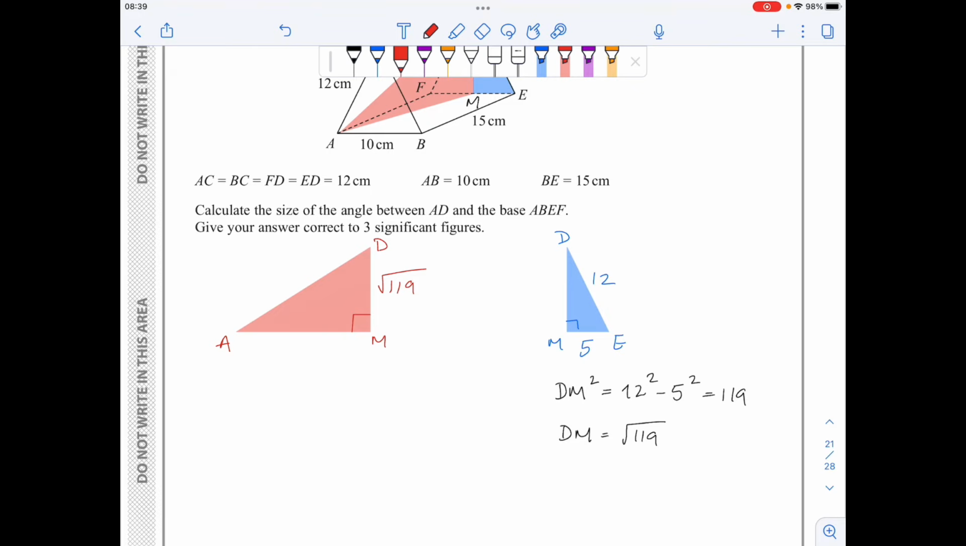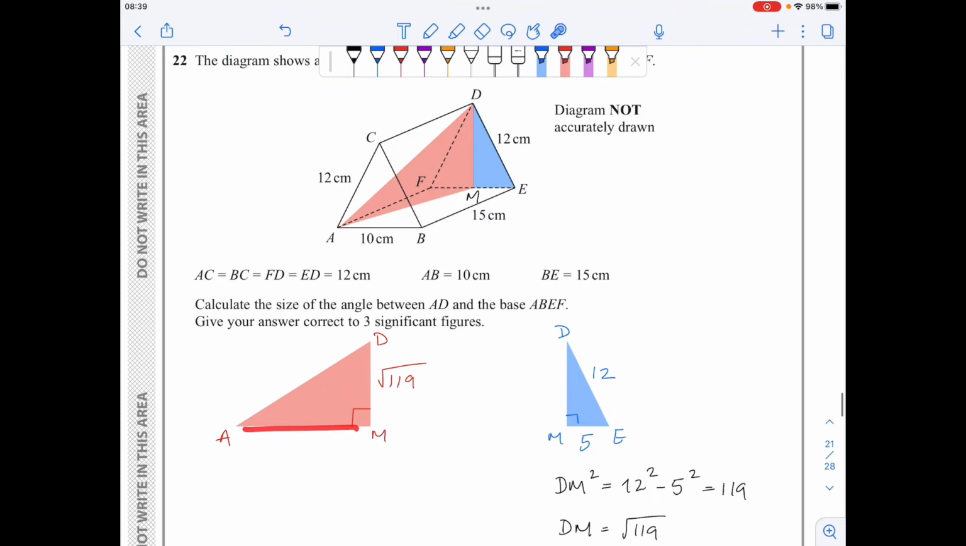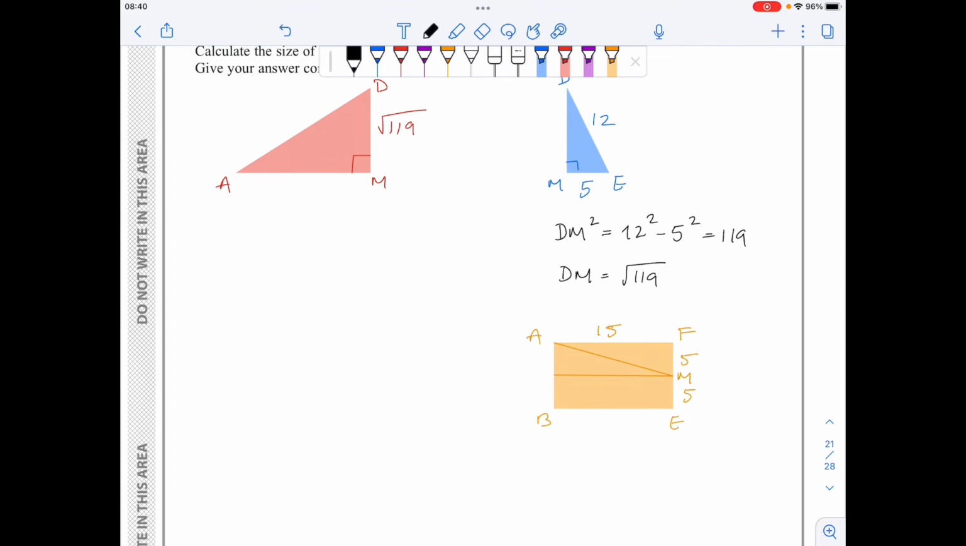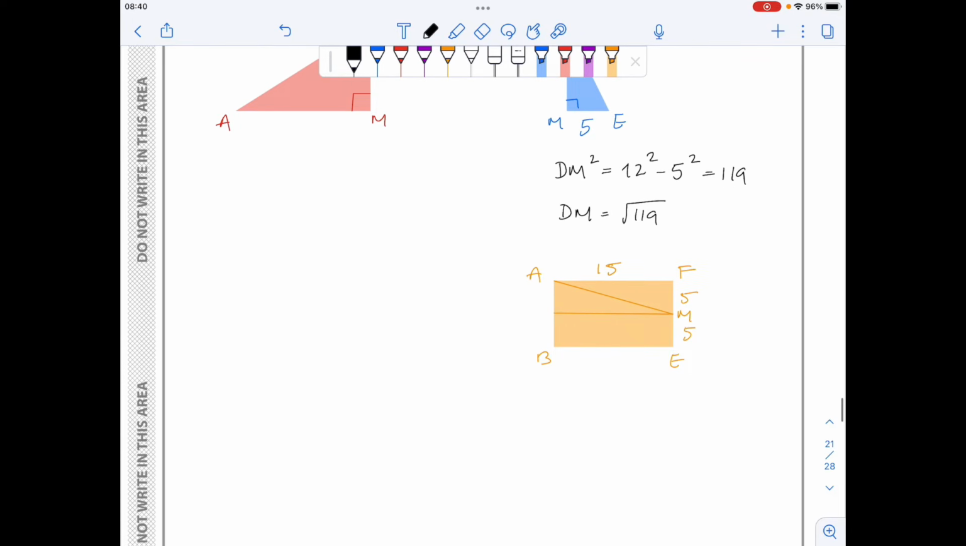Next, I'll need to find AM, which is this one here. Now to do so, I'm gonna need the base of this shape. So let's extract this as well. So AM is the diagonal of half of this base. I'll use Pythagoras theorem again. AM squared is equal to 15 squared plus 5 squared, which is 250. So AM is the square root of 250. Let's transfer this on the red shape.